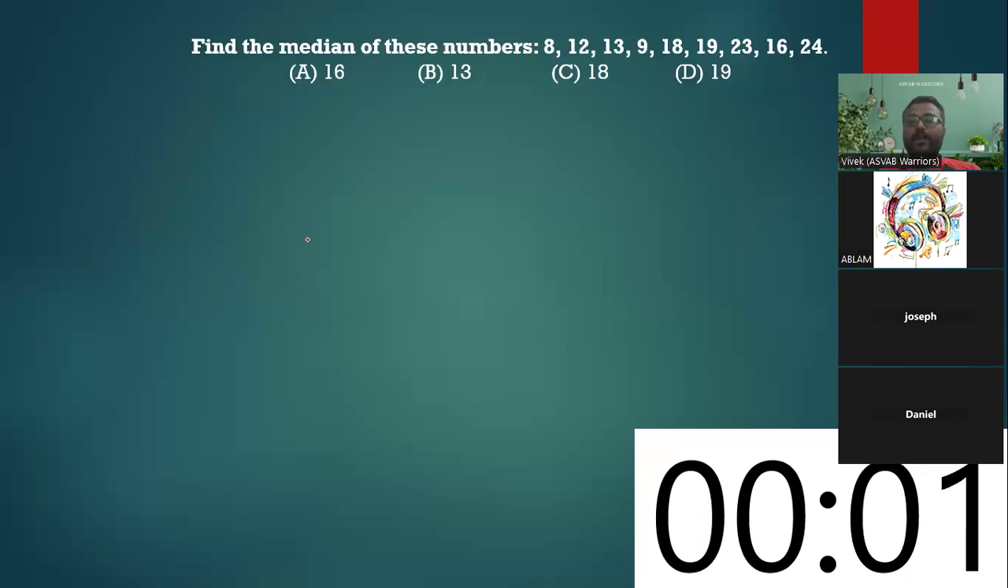Okay. So now find the median of these numbers. How do you do that? You basically arrange all the numbers in ascending order. Let me do that for you. So here we go. Which is the least number that we have? 8. Then I'll put 9. Then what do we have after that? We have 12 and 13.